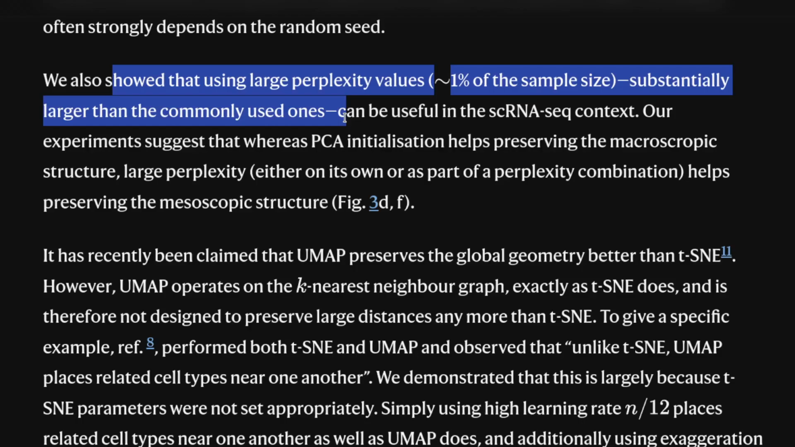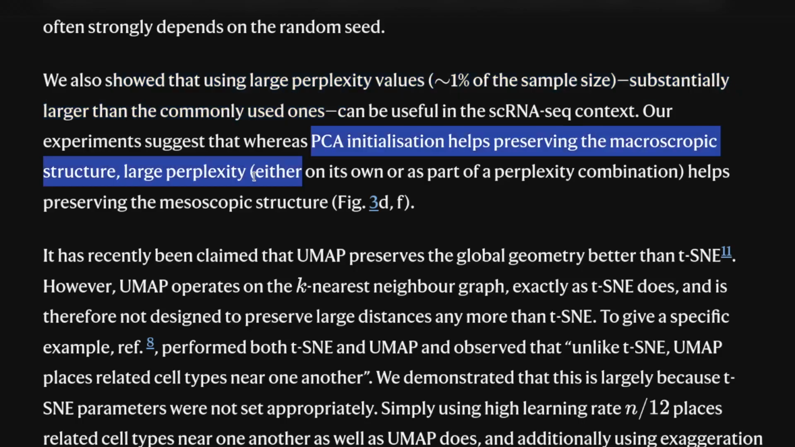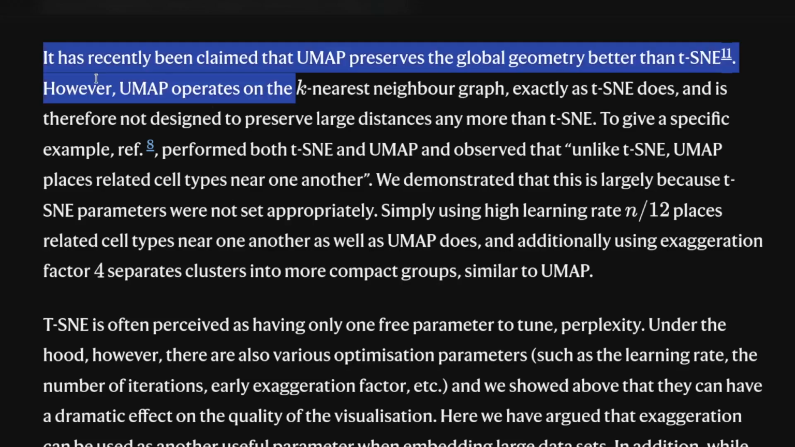Our experiments suggest that whereas PCA initialization helps preserving the macroscopic structure, large perplexity, either on its own or as part of a perplexity combination, helps preserving the mesoscopic structure. Figure 3D, F. It has recently been claimed that UMAP preserves the global geometry better than t-SNE.